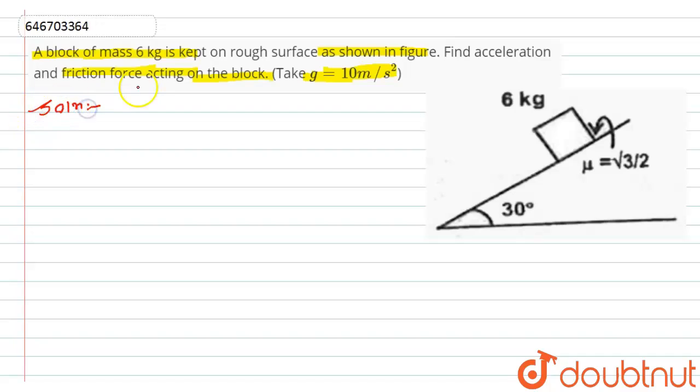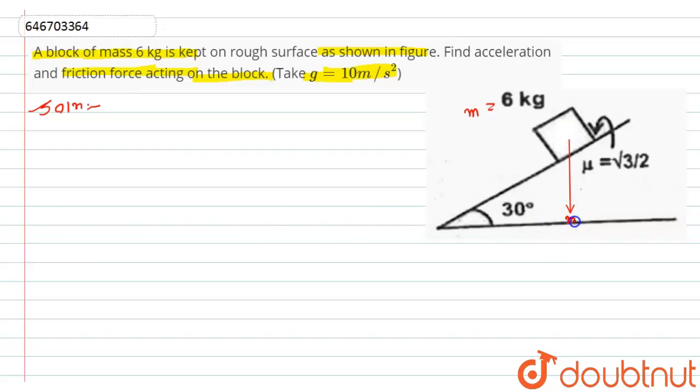As you can see in the diagram, there is an inclined plane which is inclined at an angle of 30 degrees. A block is kept on it, and the friction coefficient between the block and the inclined surface is root 3 by 2, and this block has a mass of 6 kg. Now we have to find the acceleration or friction. If we resolve the forces, because of its weight, the force acting in the downward direction will be mg.